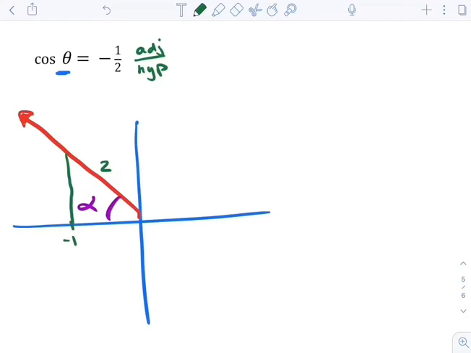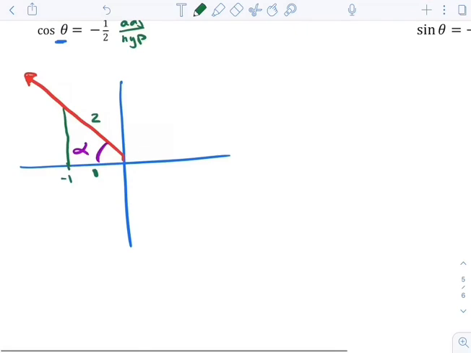So if I want that related acute angle here, I know this side here of the triangle is 1 or -1. And I know the hypotenuse is 2. So adjacent over hypotenuse, I can use cosine in order to calculate that. So I'm going to use purple here. Cosine of that angle that we're looking for, our related acute angle, is equal to adjacent 1 over hypotenuse 2.